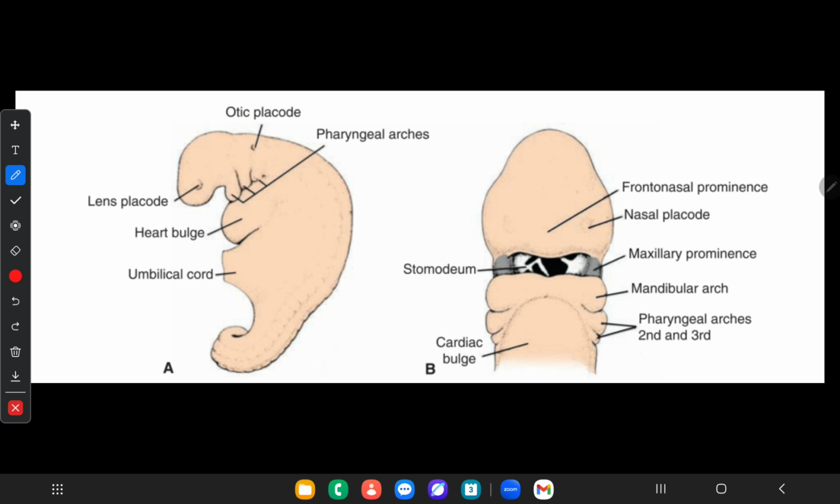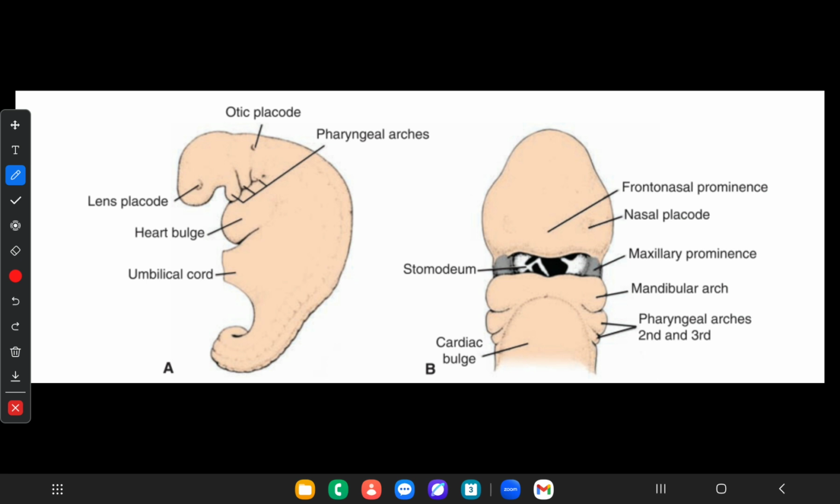At the end of the fourth week, facial prominences appear, consisting primarily of neural crest derived mesenchyme. They form mainly from the first pair of pharyngeal arches, and then the maxillary prominences are distinguished lateral to the stomodeum, and the mandibular prominences caudal to this stomodeum. Now you know what the stomodeum is, and where the maxillary prominences and mandibular prominences are.